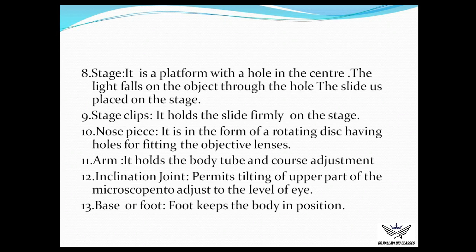Then there is inclination joint, which permits tilting of the upper part of the microscope, and we can adjust the level of the eye. So inclination joint is used for tilting the microscope. Then the last one is base or foot. Now this foot keeps the body in position. It is present at the base, and therefore it is known as base or the foot of that microscope.